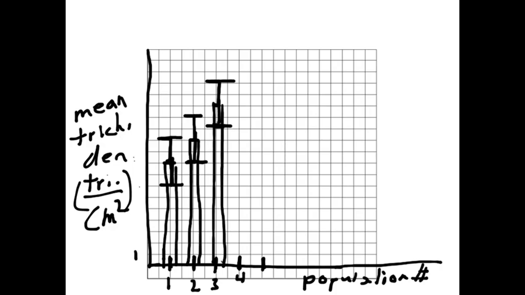So that tells us for population 3, there's a 95% chance that the population mean is between 16 here and 12 here.